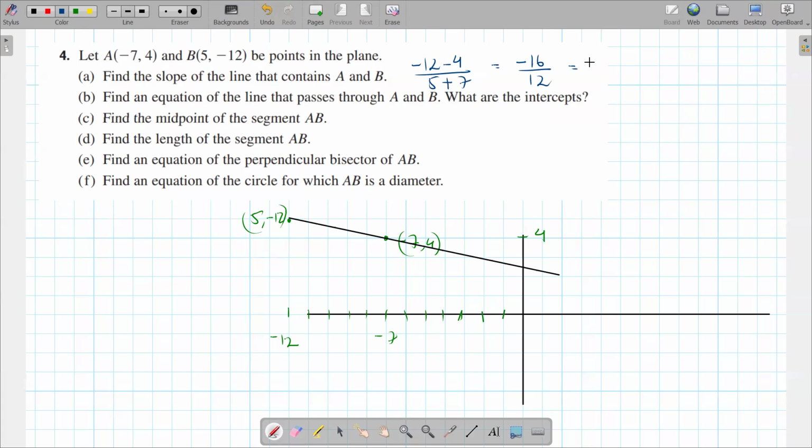Does 12 go into 16? I don't think so. -8 over 6. -4 over 3. So we have the slope. That's the answer to part A. Part B, find an equation of the line that passes through A and B. So we have the slope of the line. How do we find the equation of the line?